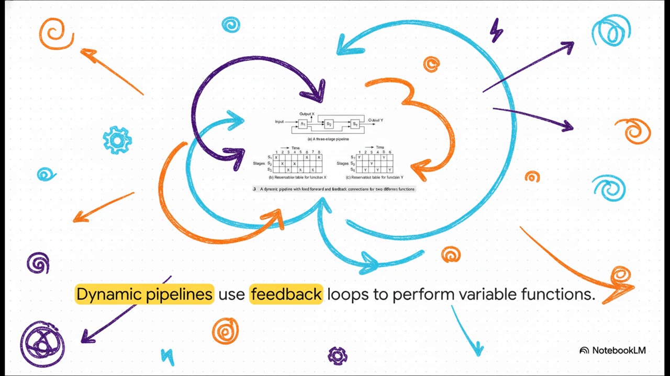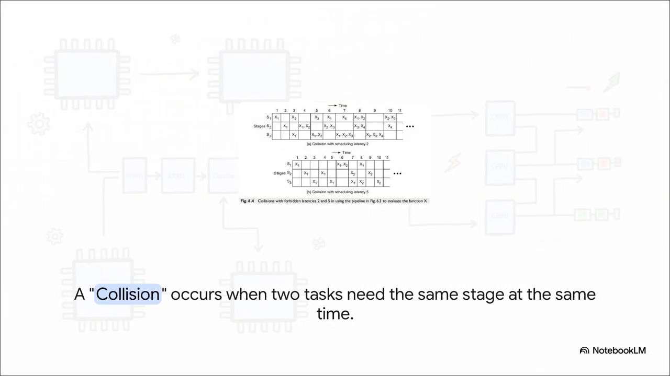This is what we call a dynamic or nonlinear pipeline. See those arrows? You've got connections that can skip stages or even loop back to earlier ones. This makes the pipeline incredibly flexible. It can perform all sorts of different functions. But that flexibility comes with a huge new headache. And that headache is called a collision.